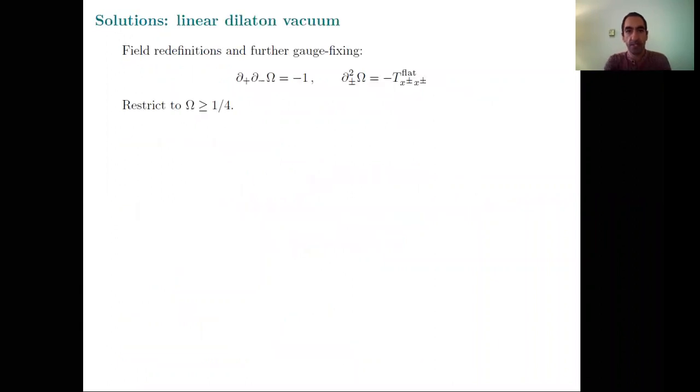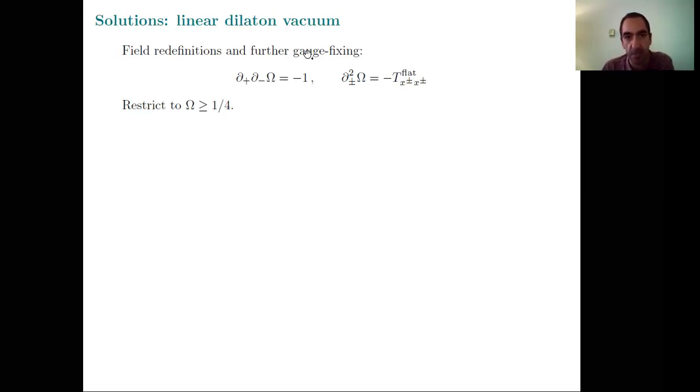All right, let's talk about some of the solutions. One thing that's quite amazing about this model, which I didn't know much about until I started working on it, is that the equations of motion are trivial. You can solve it for basically a general stress tensor source. You can make some field redefinitions and gauge fix further so that you only have one field, which is conventionally called capital omega. It's some combination of rho and phi, some function of phi. So it's some scalar field.